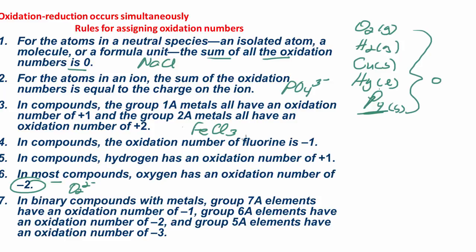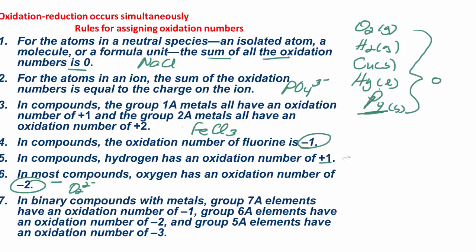In compounds, the oxidation number of fluorine is always -1. In compounds, hydrogen usually has an oxidation number of +1, except when it's combined with metals. These are called hydrides, and then it would have an oxidation number of -1.